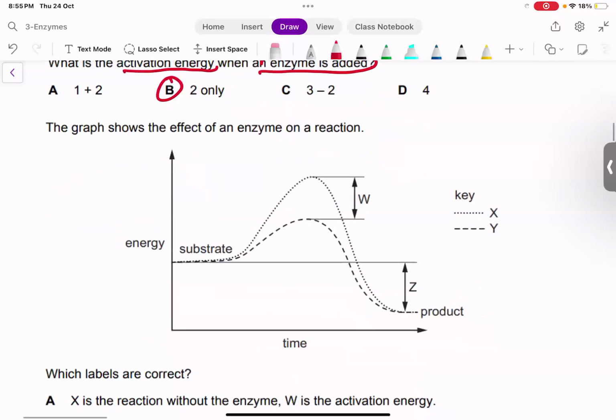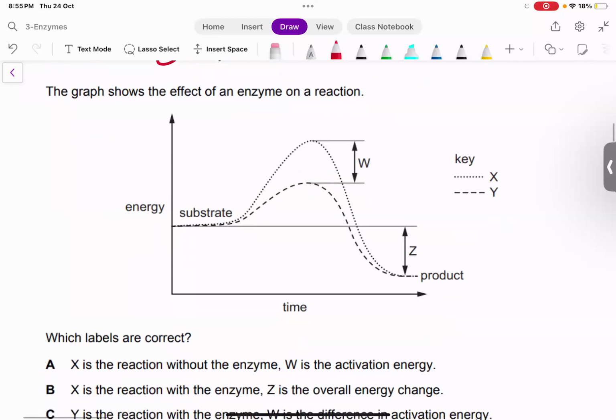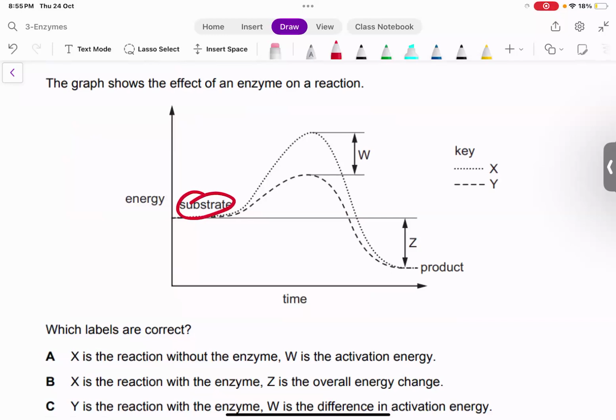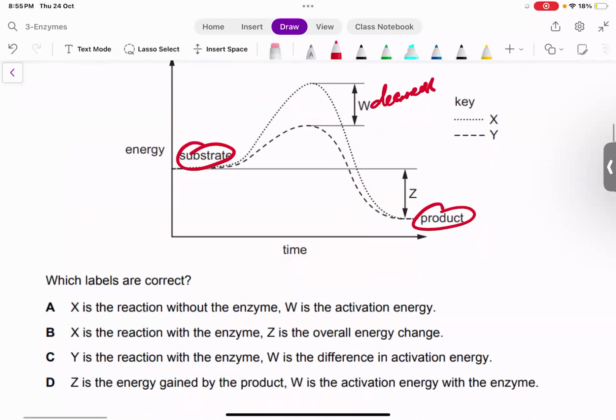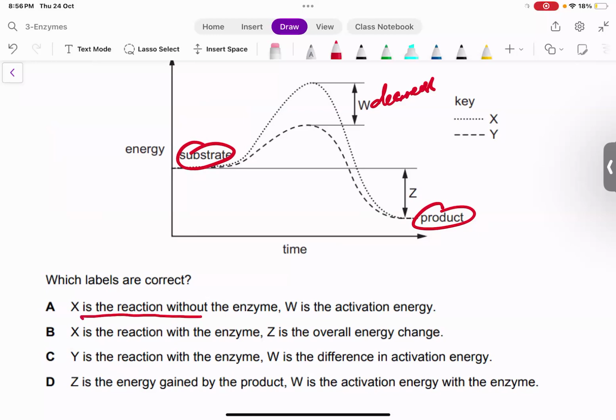Now let's see, we have a similar question here again. The graph shows the effect of an enzyme on a reaction. We have time on the x-axis and we have the energy level of a substrate, energy level of a product here. Which labels are correct? And this is decrease in energy level, and what else is there? X is the reaction without an enzyme. X is this one, dotted line. Yes, this part is correct.